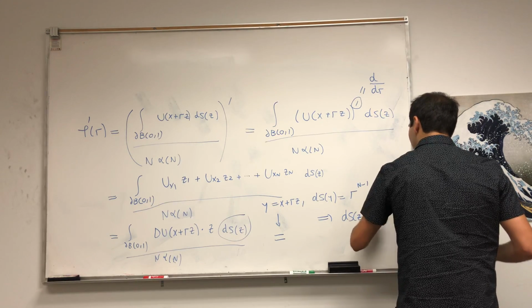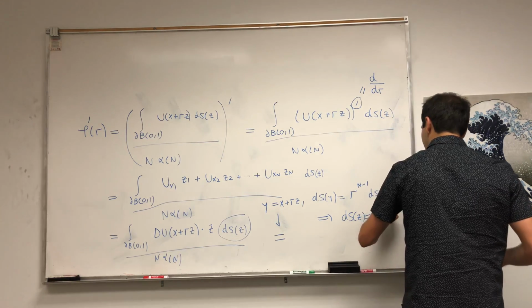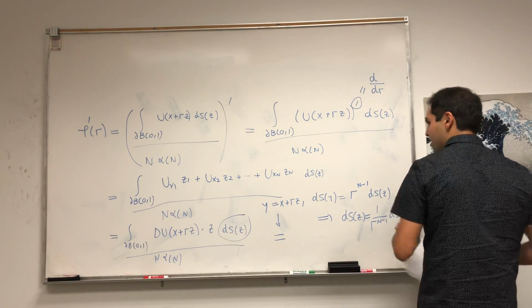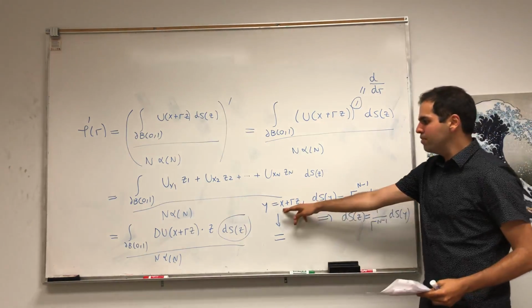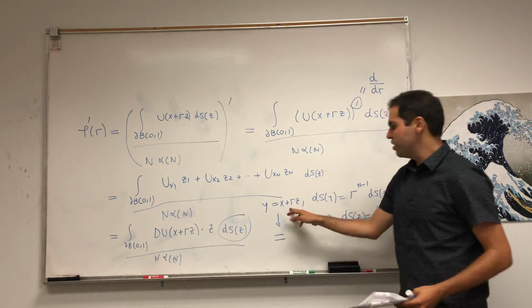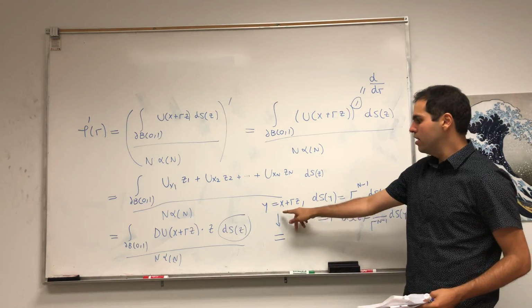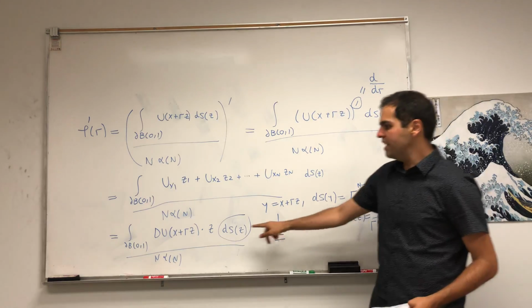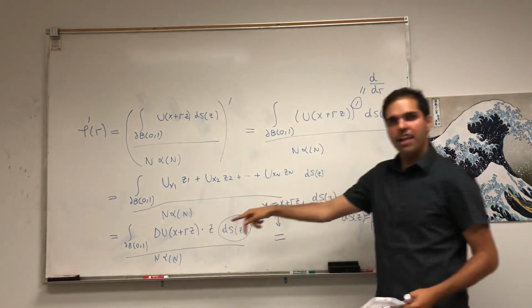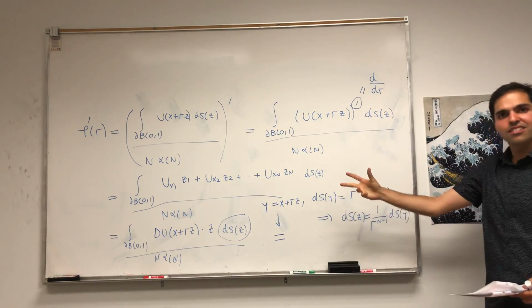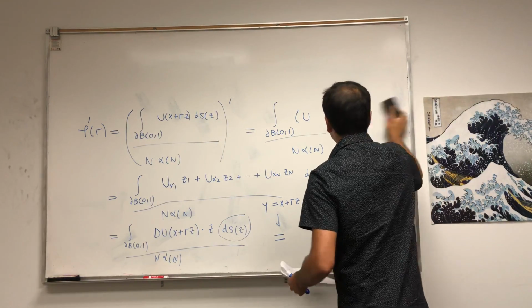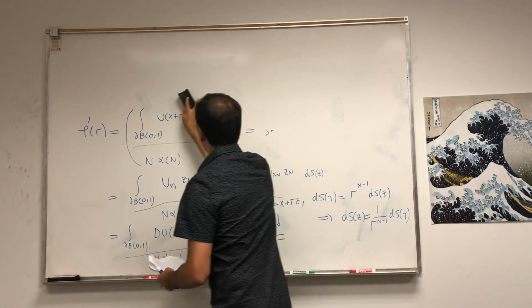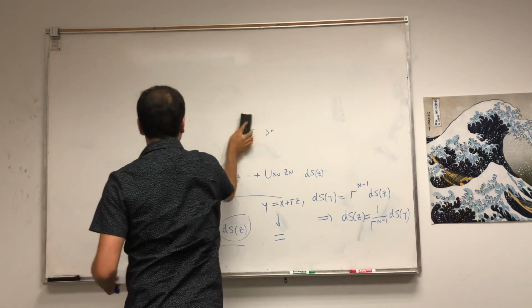So it becomes 1 over r to the n minus 1 ds of y. And moreover, what happens to the unit sphere once you apply this change of variables? Well, first, the radius becomes r, and you shift it by x units, so you get our original sphere back. So what you're left with is the following.